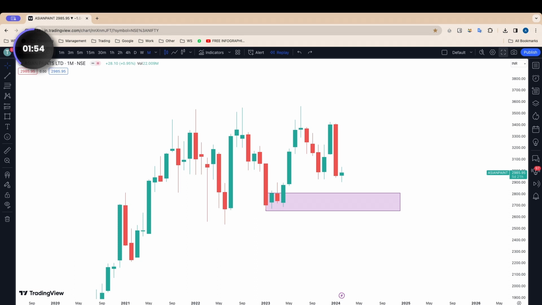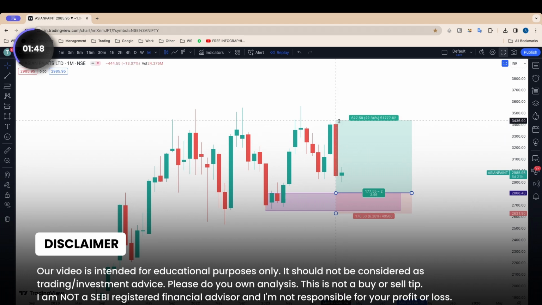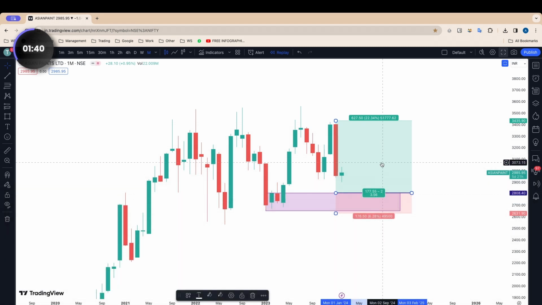But the problem with directly trading on the demand zone is that the stop loss levels are a bit on the higher side. If you notice, the stop loss in this trade would be around 6.2%. And that would give us a risk to reward ratio of around 3.5. But we can refine this a bit further.